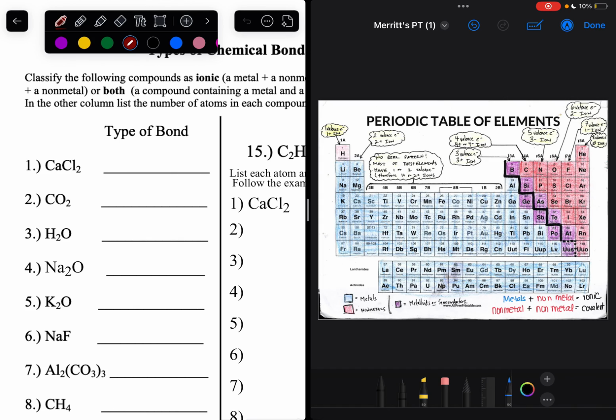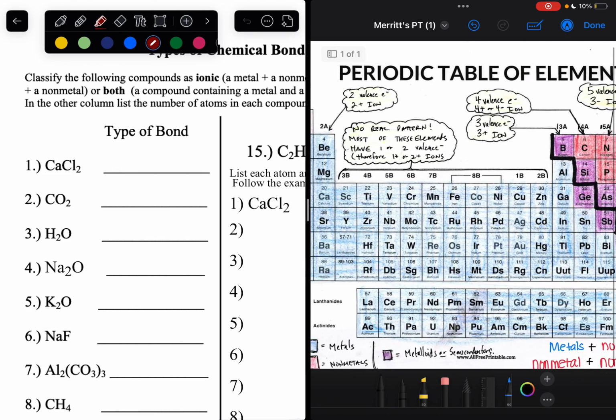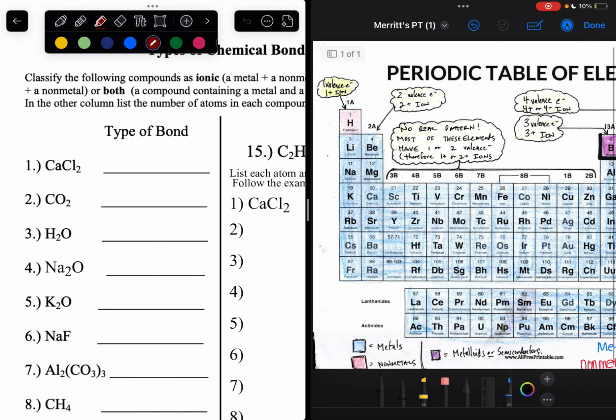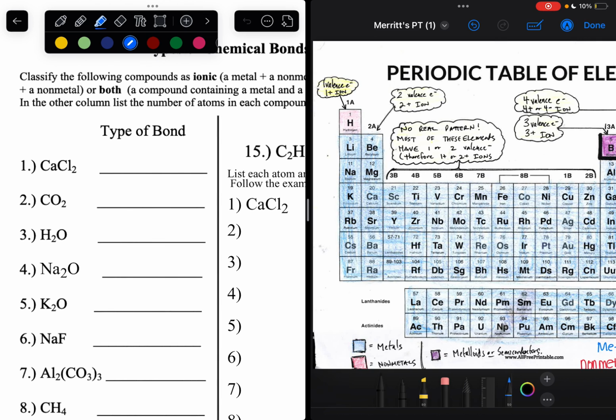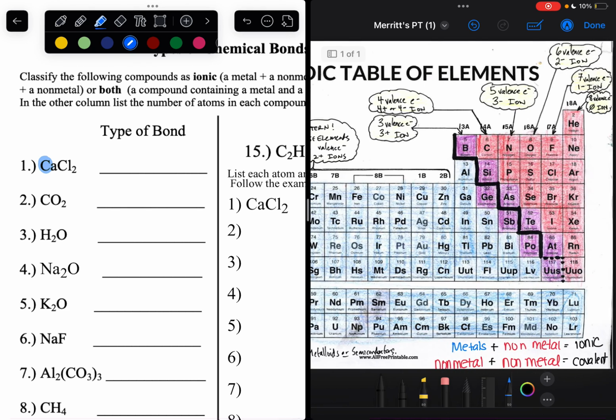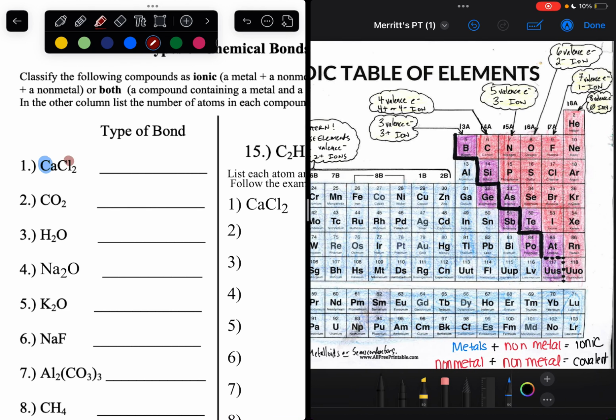Okay? So calcium, if I look at my periodic table, calcium is over here, so that is blue. And chlorine is over here on the right side, and that one is red. So if I have a metal and a nonmetal bonding together, that is an ionic bond.